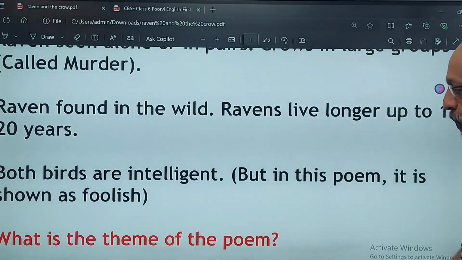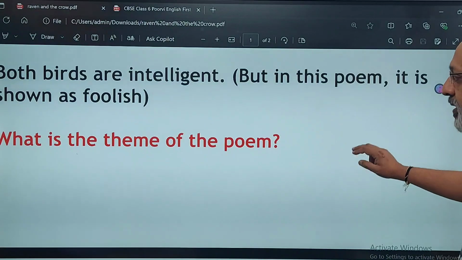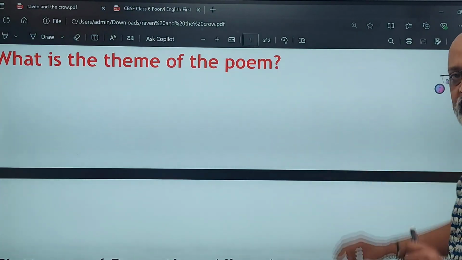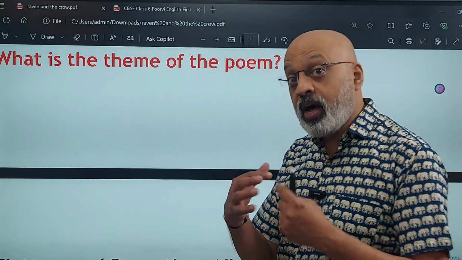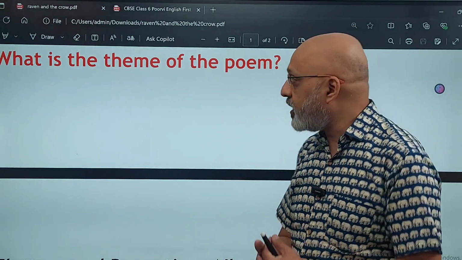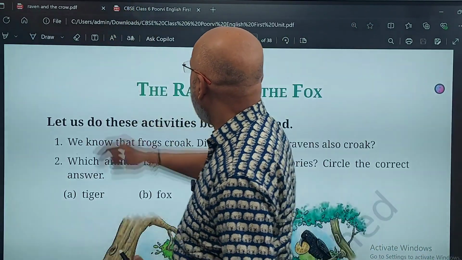Now, before we get to the poem, let's also look at the theme of the poem. Or shall we do this later? Let's go through the poem. उसके बाद हम themes पे आते हैं ताकि आपको समझने में और भी ज्यादा आसानी होगी. So let's get to the poem.